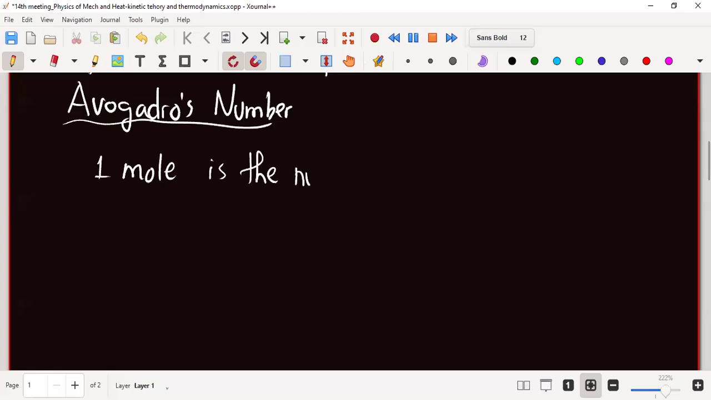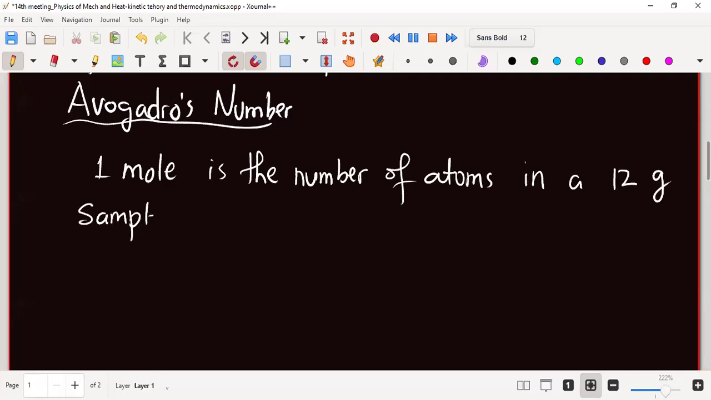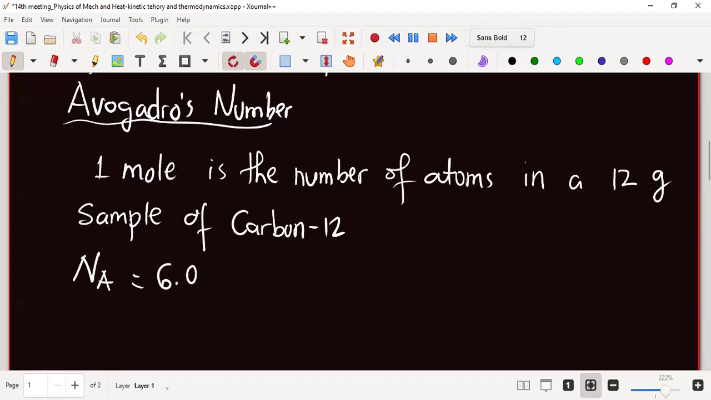It's the number of atoms in 12 grams of a sample of carbon 12. And then we get the number of Avogadro, which is 6.02 times 10 to the power 23, per mole.